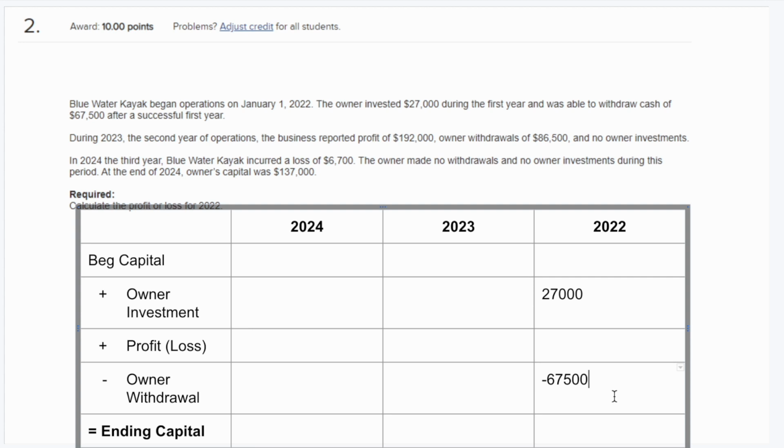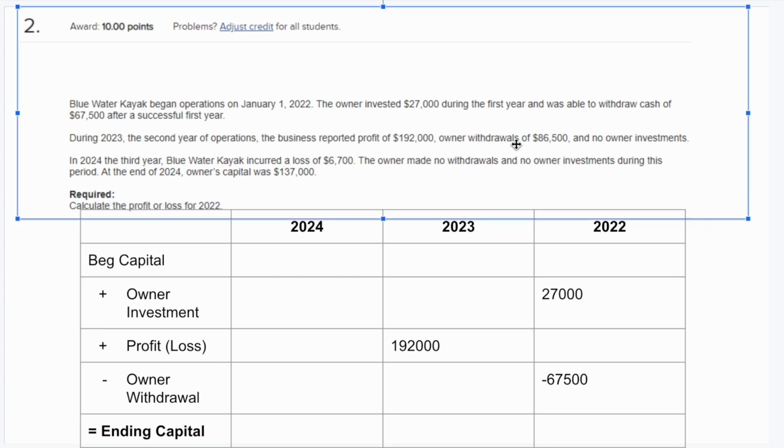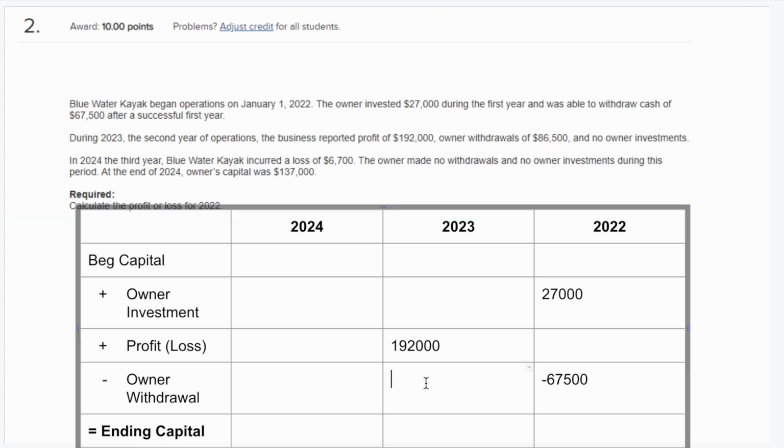Okay. Now, that's basically what happened in 2022. We don't have any more information there for 2022. Let's move down to the next one. During 2023, the second year of operations, the business reported a profit of $192,000. So here's our profit for 2023. That's $192,000. Owner withdraws of $86,500. Okay. And no owner investments. Okay, so owner investment, 0. That's all those covered off.